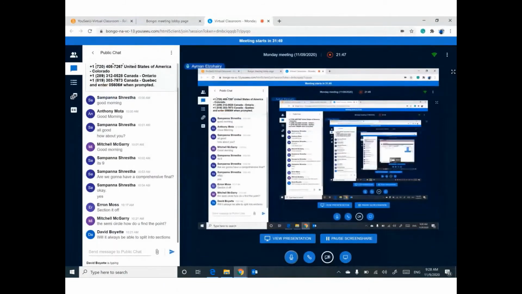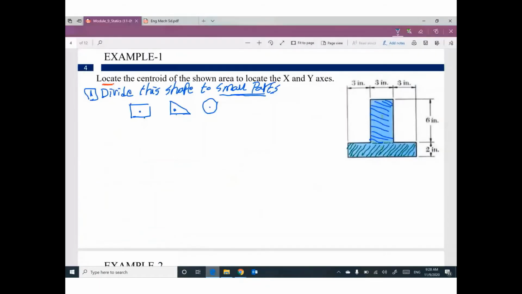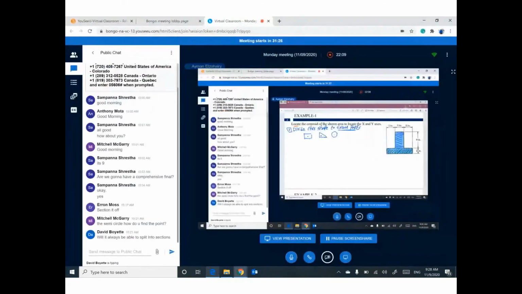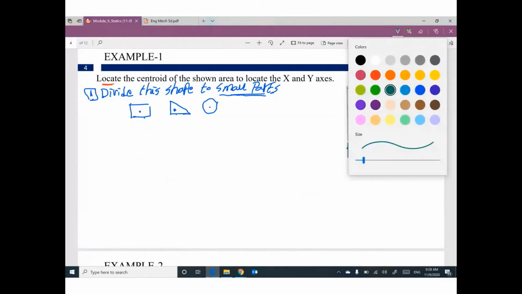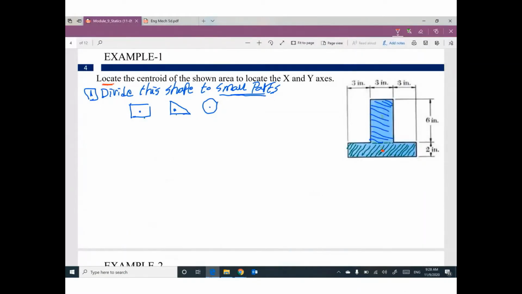Yes, all the time, David. Whatever the shape, you can split it into different small parts. And believe me, the small parts will be one of these: rectangle, right angle triangle, or circle. Any question? I think the centroid of this rectangle is known at the middle for this rectangle only, and the centroid for this rectangle is known at the middle for this rectangle. I'm not looking for this one or this one. I'm looking for the centroid for the whole shape.